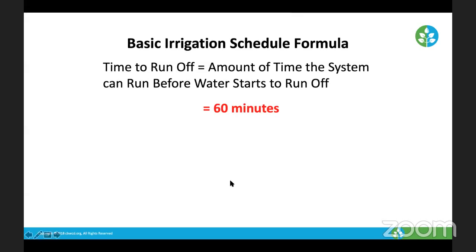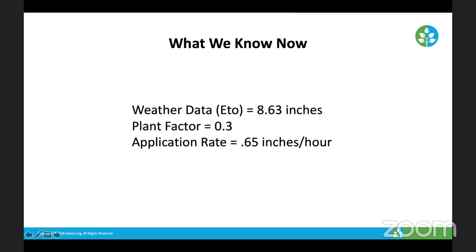So that's the basic calculation. If we go back, we need to know the weather data. This is for the entire month of July, but we can do weekly, daily, preferably with drip irrigation. We don't do daily, but we can do weekly or monthly. The plant factor completely depends.